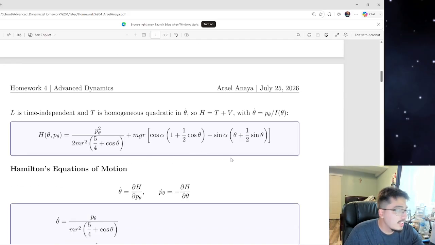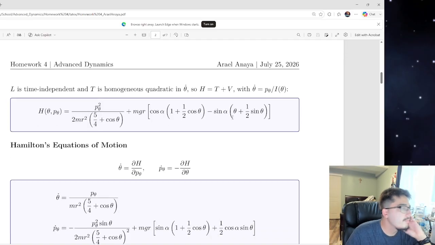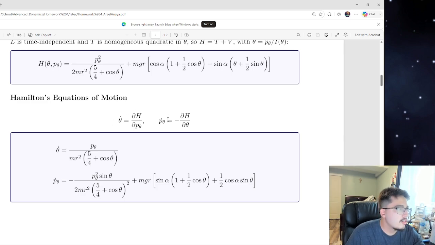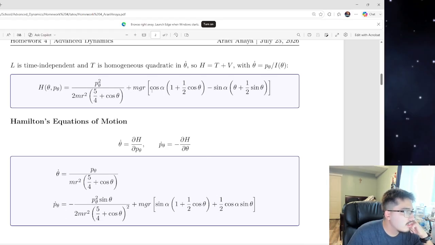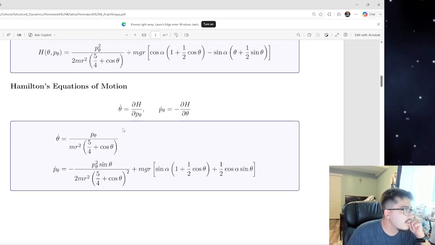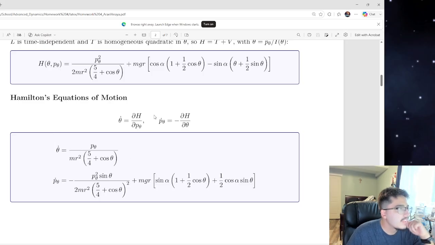So I plug that in, and I rewrite it here, plugging in my I of theta. Because I also plugged in what theta dot was equal to in terms of the momentum, we end up with this big equation that has both our p theta and the rest of our terms. Then from the Hamiltonian equations of motion, we know theta dot is equal to the partial with respect to the momentum, and the change in momentum is equal to the negative partial with respect to theta. Up here, we only have this p theta term, so that's pretty easy to solve. You just bring the 2 over and multiply it.